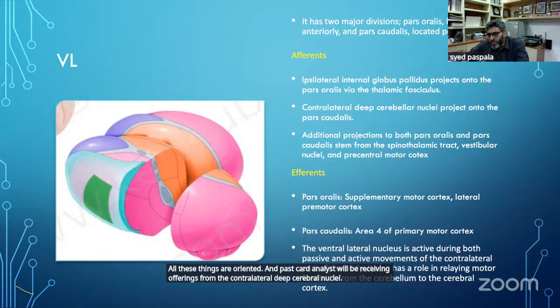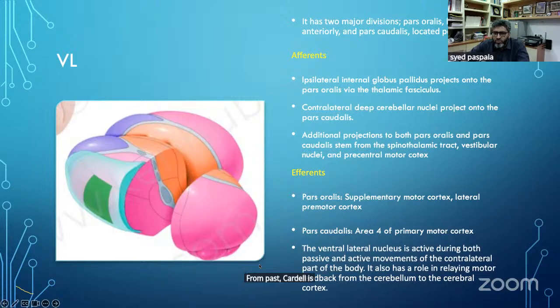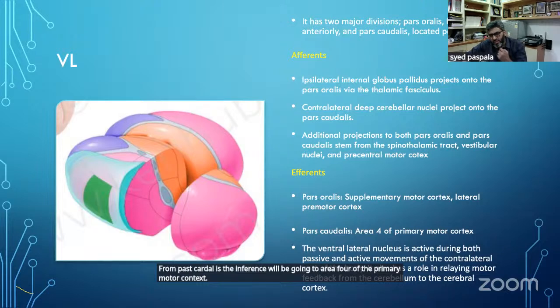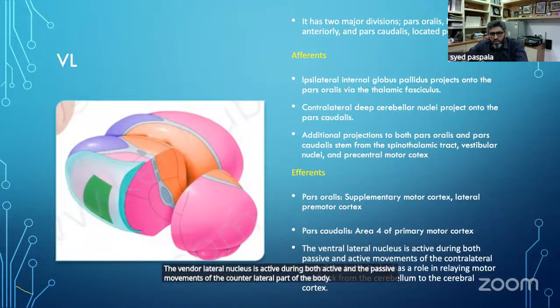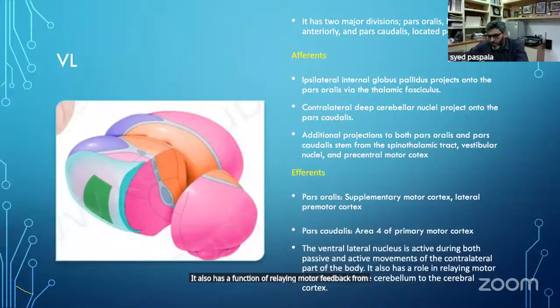Additional projections to both these nuclei will be from the spinothalamic tract, the vestibular nuclei, and the precentral motor cortex also. Efferents will be given off from pars oralis to the supplementary motor cortex and the lateral premotor cortex. From pars caudalis, the efferents will be going to area 4 of the primary motor cortex. The ventrolateral nucleus is active during both active and passive movements of the contralateral part of the body. It also has a function of relaying motor feedback from the cerebellum to the cerebral cortex.